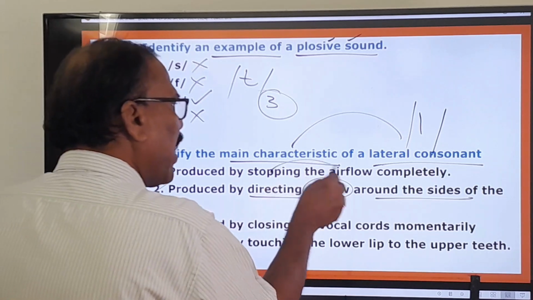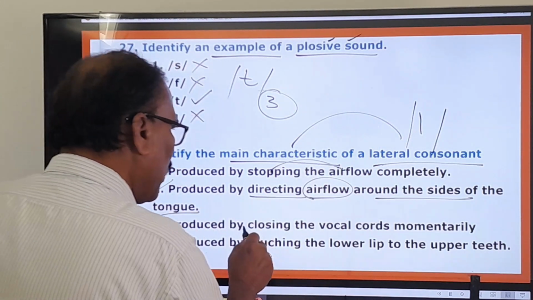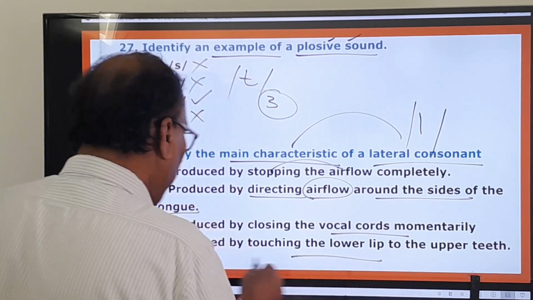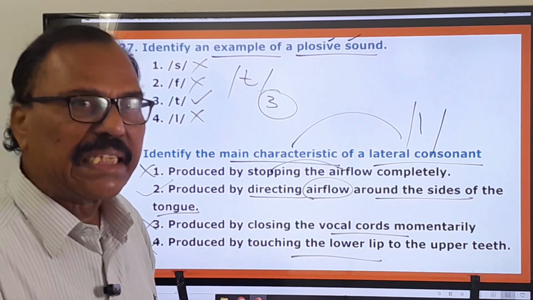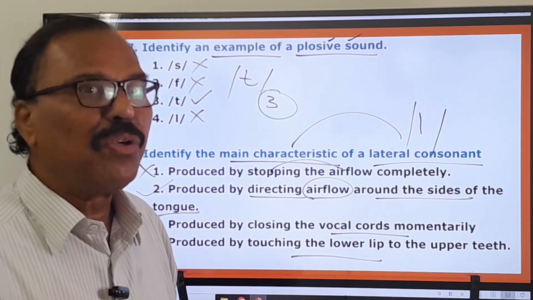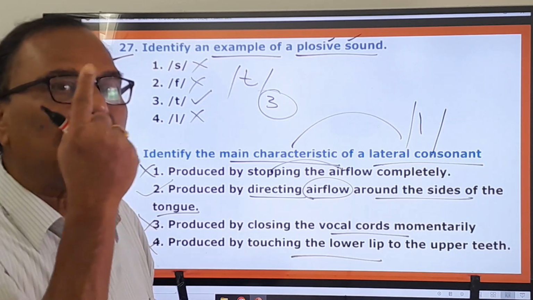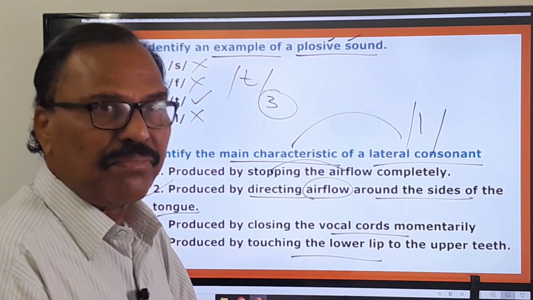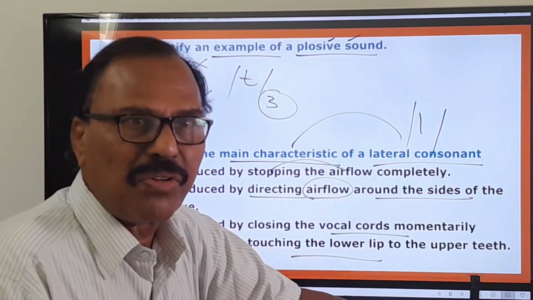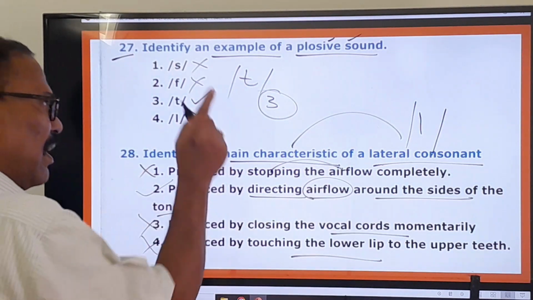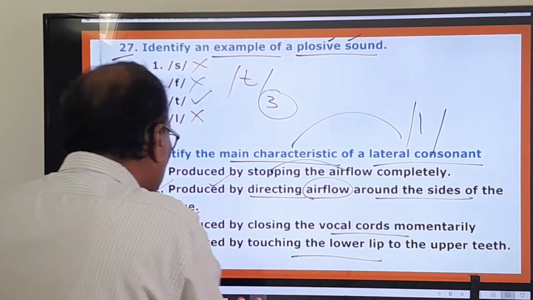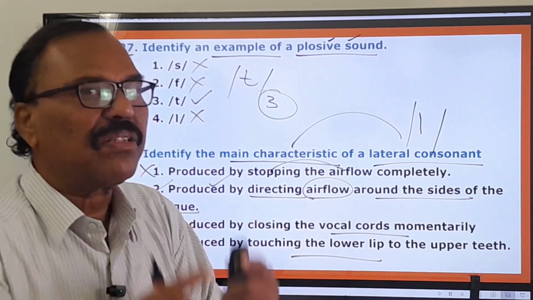Not stopping the airflow completely, no. Produced by closing the vocal cords, no. Produced by touching the lower lip to the upper teeth, no. Are you pronouncing? Ta. For ta you use that. The lower lip is touching the upper teeth. Ta. For ta it is there, but it is L. L means la sound. La means a lateral consonant. For lateral consonant, the lateral consonant is produced only by directing airflow around the sides of the tongue. Pakkan. La.